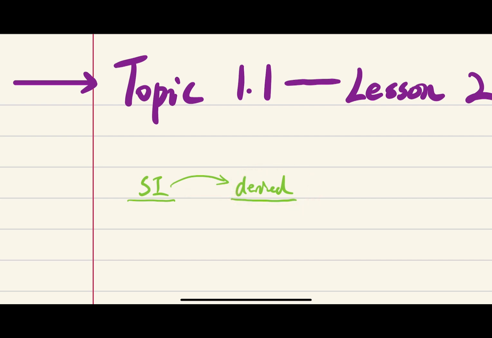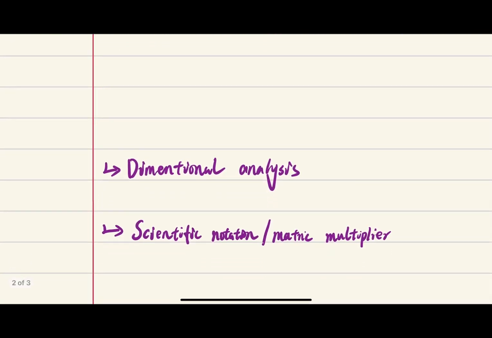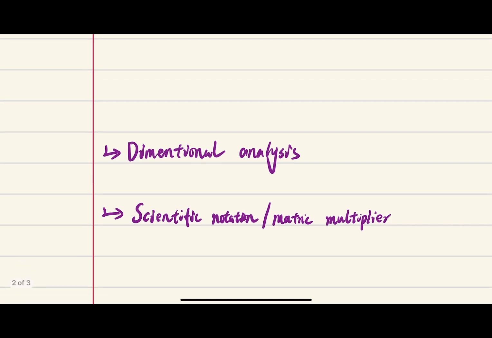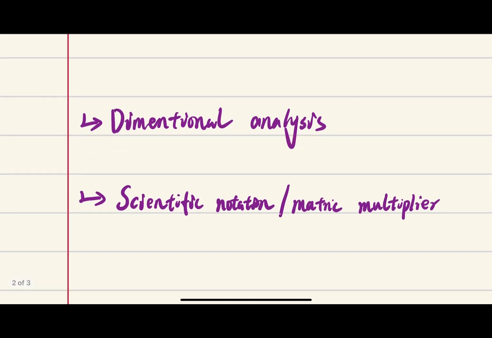And in this class, we're going to be mainly focusing on only two things, nice and simple, because I don't want to make the video too long. The first thing is dimensional analysis. The second thing is scientific notation and the metric multipliers. They sound really fancy, but they are really just simple concepts. We're going to start off with dimensional analysis.